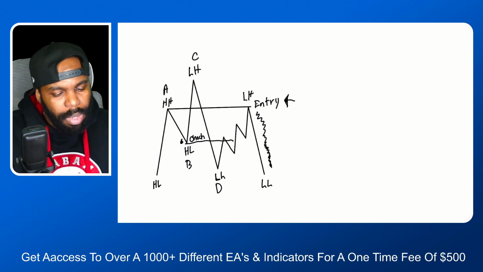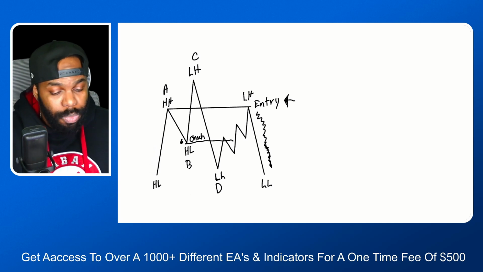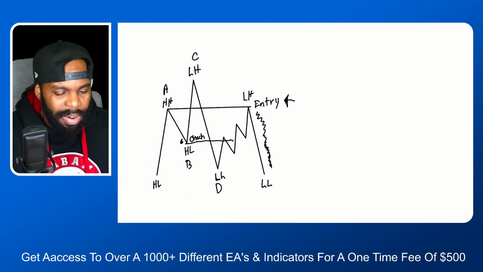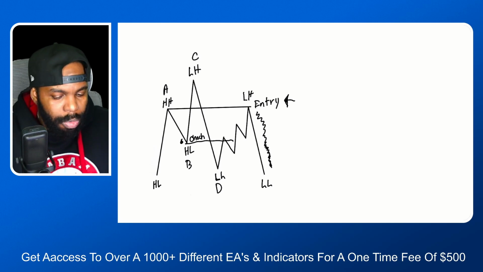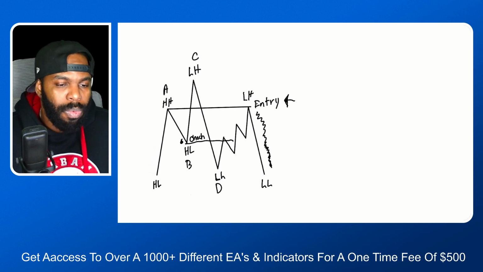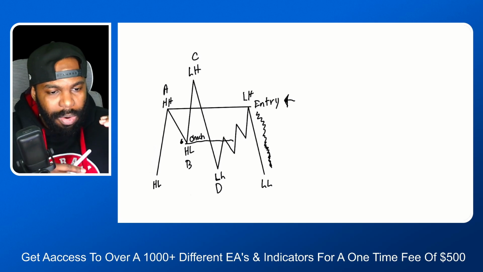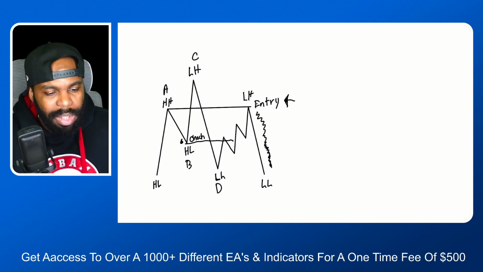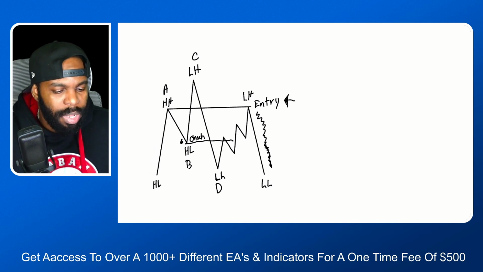Okay, and that's what a quasimodo pattern is. We are basically waiting for that change of character, and we want to see price pull back to point A, which could be our potential lower high, and then we want to trade. We want to sell at a lower high, and we want to buy at a higher low. As simple as that when it comes to this pattern.